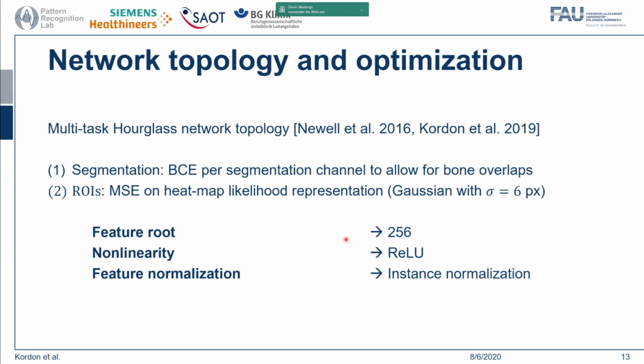And for the last methodological part, to actually train this bone segmentation and region of interest prediction, we used a multitask hourglass network. And the segmentation there was optimized by using binary cross entropy, and this region of interest by using a mean squared error on these heat map representations.